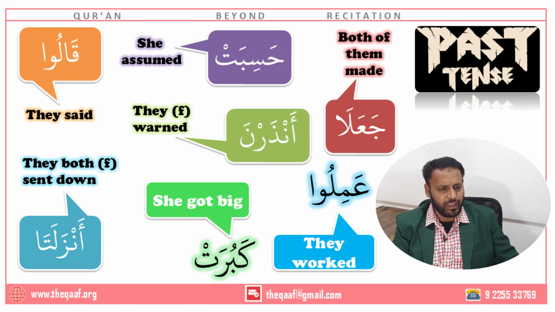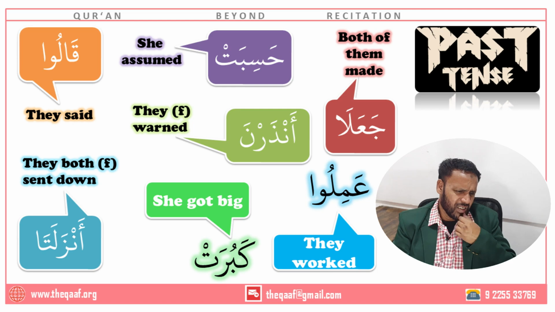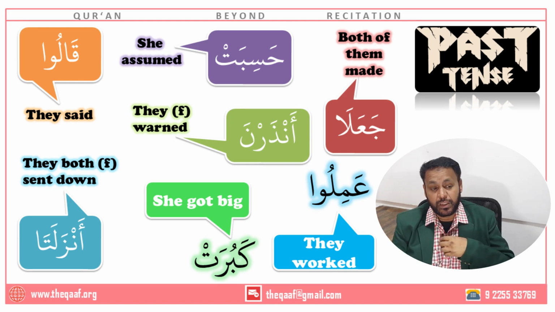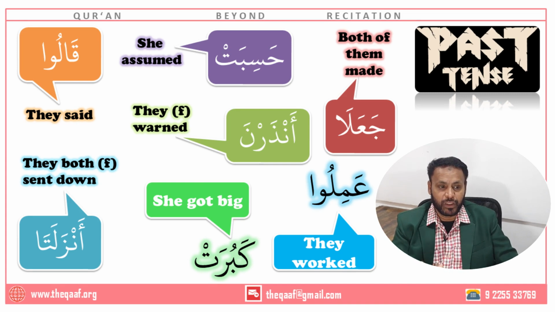Anzalata. Ta with the alif. Ta is a feminine sign, and with the alif, it is dual, which means, the fifth word: Nasara, Nasara, Nasaru, Nasarat, Nasarata. Both the girls or both the women. Okay, so that's the grammar. Both the girls, both the women.